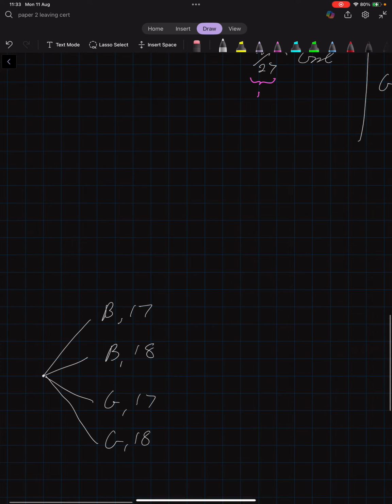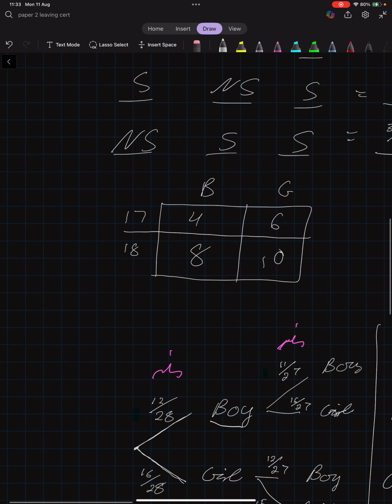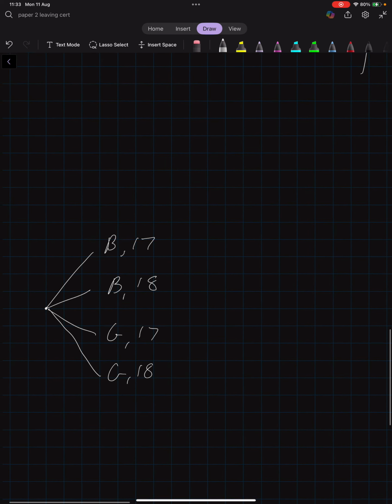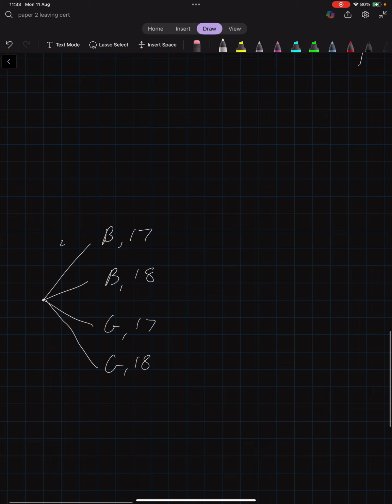Now, again, for the boy 17, there's only 4 of them. So his probability is going to be 4 out of 28. For the boys 18, they are going to be 8 out of 28. The girls who are 17, it's going to be 6 out of 28. And for the girls who are 18, it's going to be 10 out of 28. And again, if you add up 10 over 28, 6 over 28, 8 over 28, 4 over 28, you will get 28 over 28, which is 1. Okay, so just be careful.